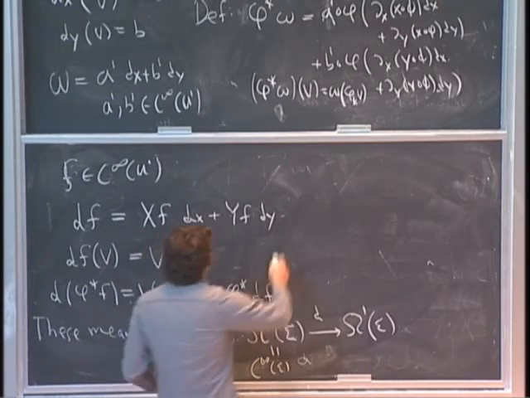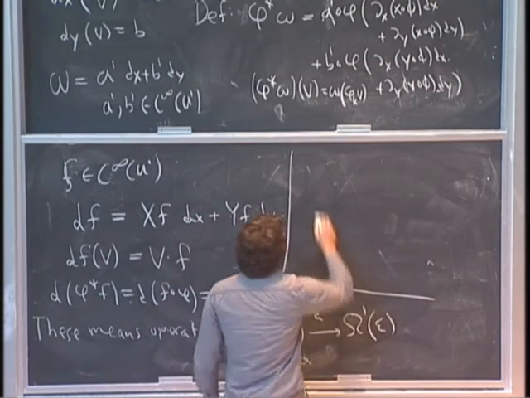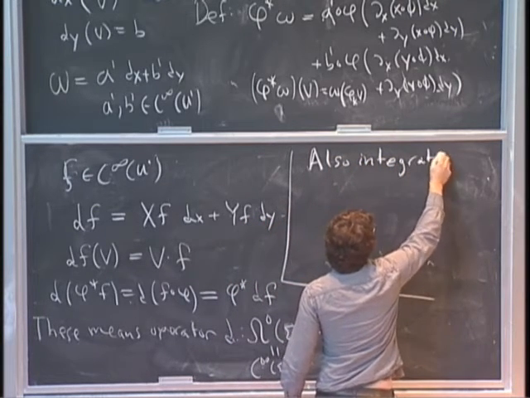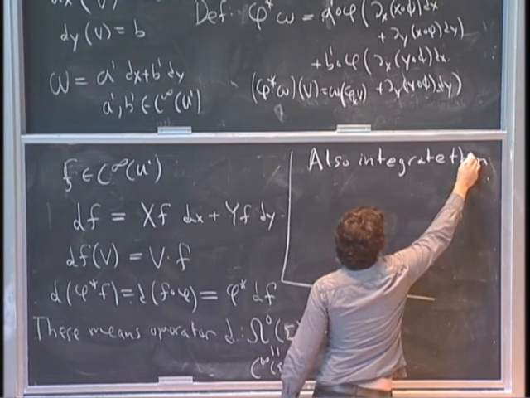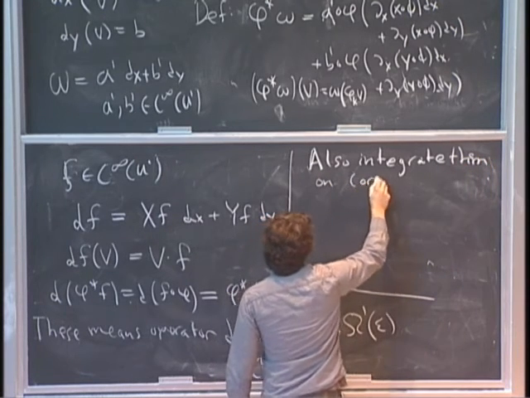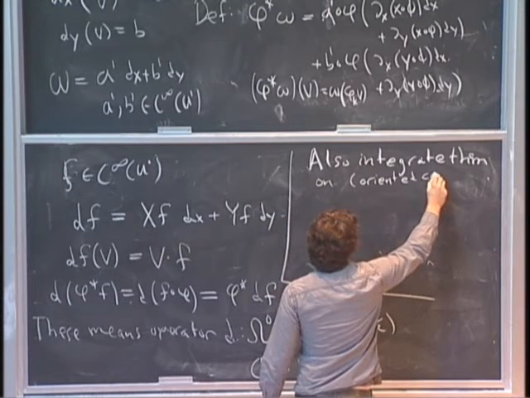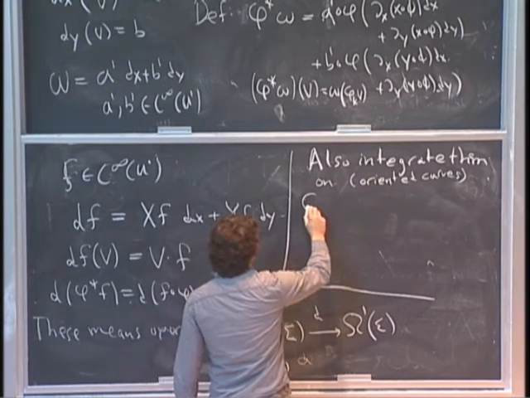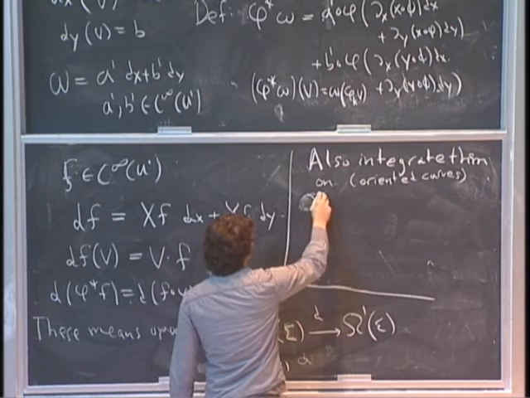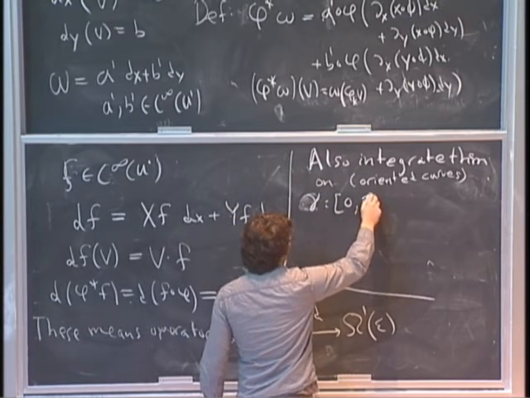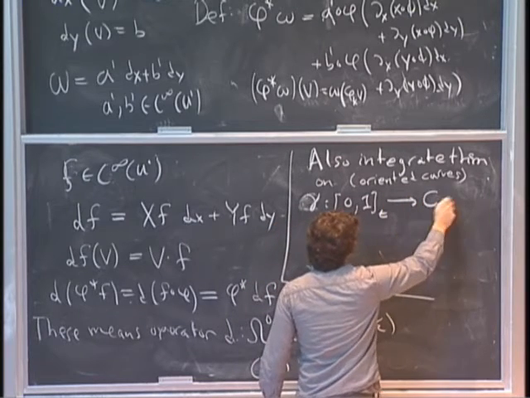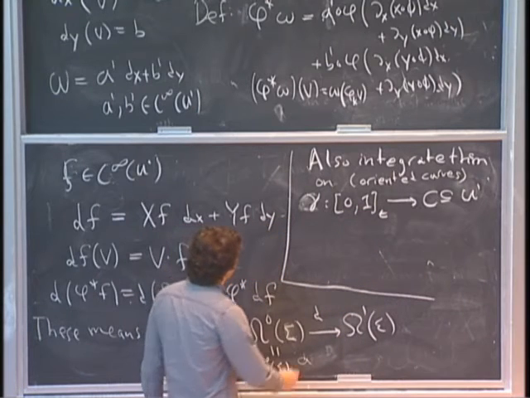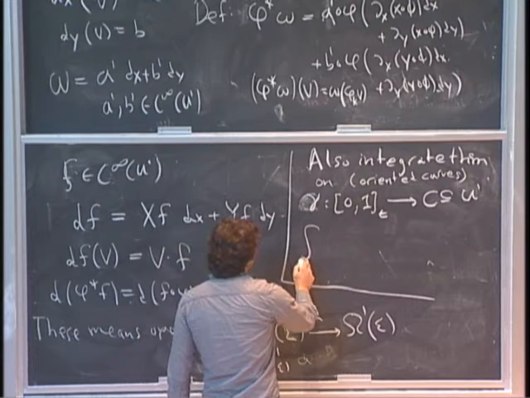Okay, so the other nice thing about them is that we can integrate them. We can also integrate them on oriented curves. So let's just give an idea. So suppose we have a curve C, which we parameterize by a map gamma that takes the closed interval 0 to 1 with parameter t to this curve C, which is inside of, let's just have it inside of U prime for simplicity.